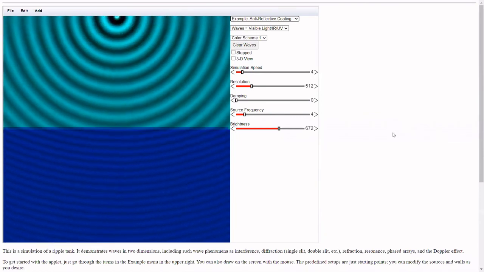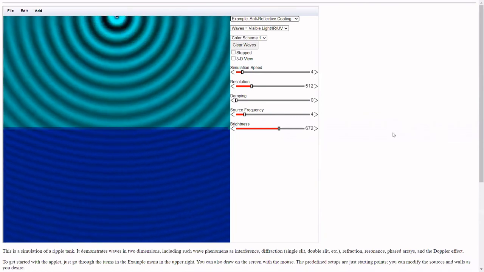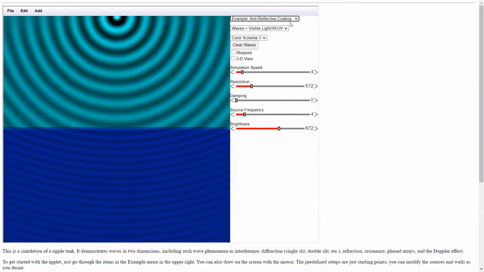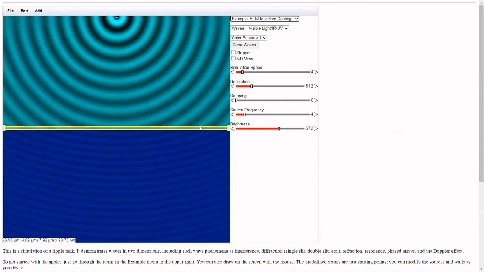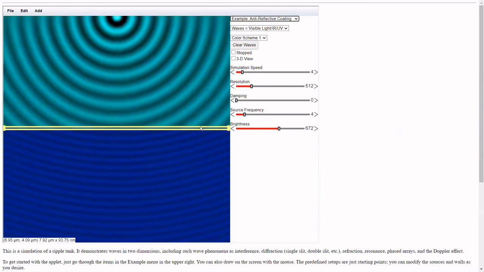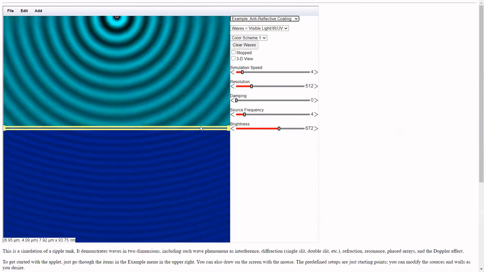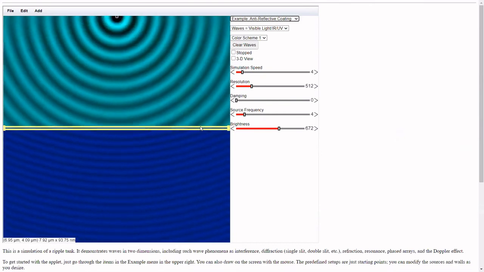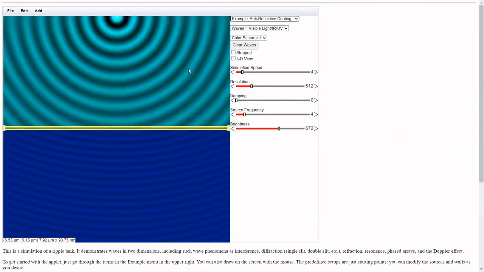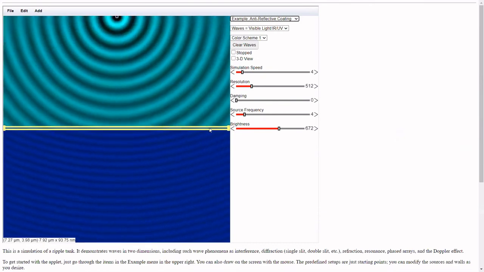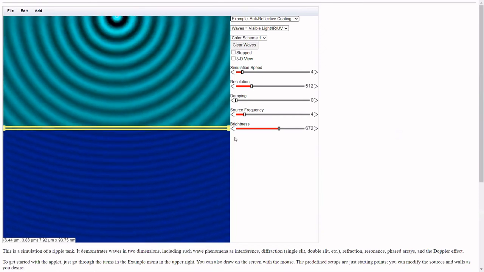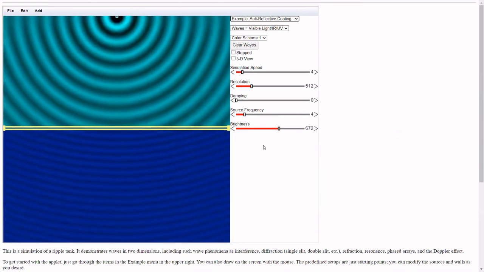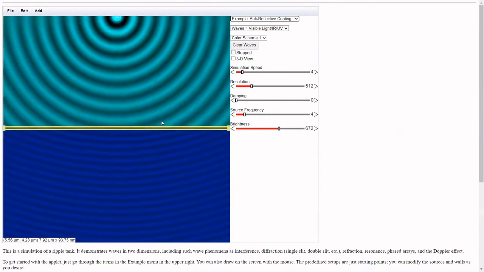Back to the Falstad ripple tank. And wouldn't you know, I've gone with the anti-reflective coating setting. If I click here, you can see there's the coating that's been programmed. It's a very thin layer of some material with a different index of refraction. So there are three indices of refraction here, the one up top, the one on the bottom, and then whatever's inside this coating here. And it looks to me like we're getting no reflection.